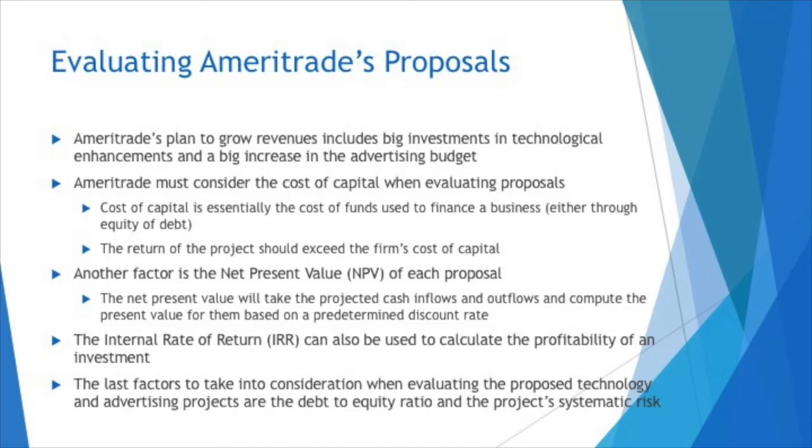There are many factors that Ameritrade must consider when evaluating this proposal. The first factor Ameritrade must consider is the cost of capital. The cost of capital is the cost of the funds used to finance the project either through equity or debt. The return of the project should exceed the firm's cost of capital if Ameritrade is going to move forward. Second is the net present value, or NPV, of the proposal. This will take in all the projected cash inflows and outflows and compute the overall value of this project. The higher the NPV, the better the investment. Other factors include the internal rate of return, or the IRR, as well as the debt-to-equity ratio.